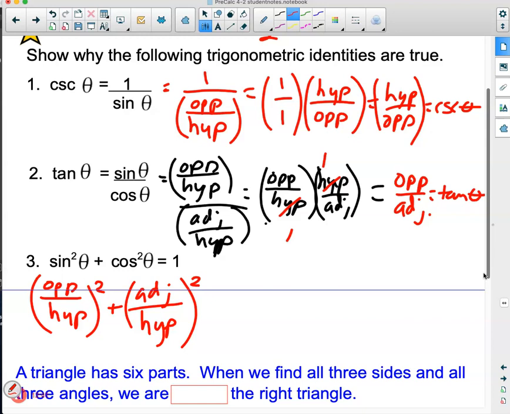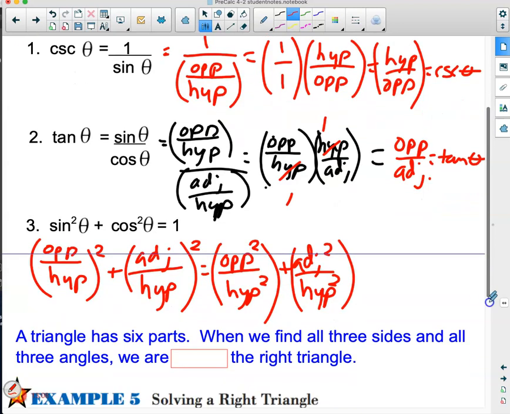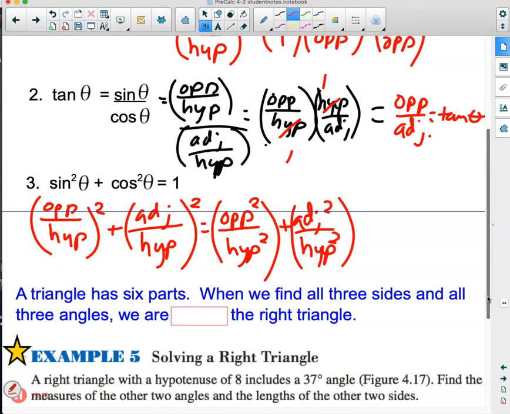Well, we could distribute that squared, because remember, whenever you have pure multiplication or division inside parentheses, then you can distribute those powers. Well, it's fractions, and with fractions, you want a common denominator, which we have. So this will be opposite squared plus adjacent squared over hypotenuse squared.